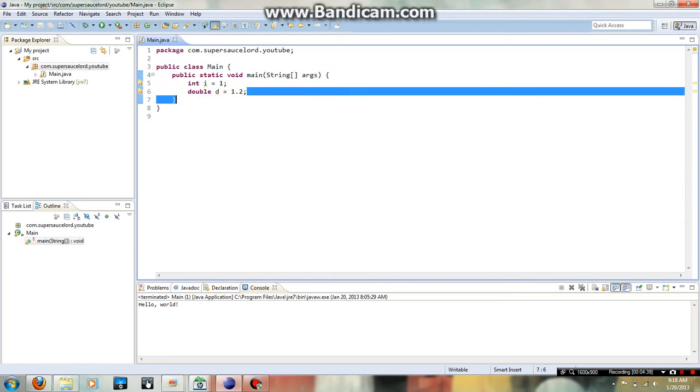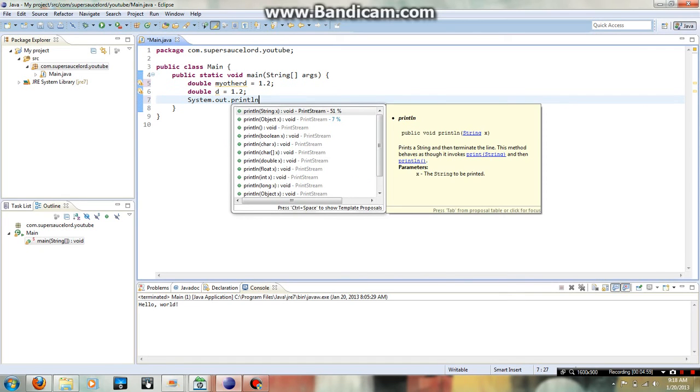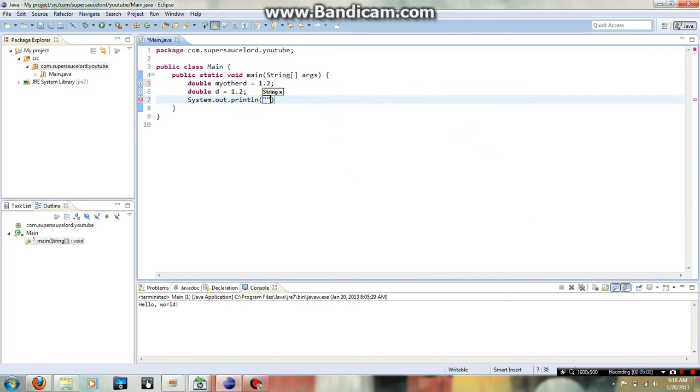Now there's a problem with doubles in Java. If I turn this into a double, my other d, I'll put that equal to 1.2. Well, I'm going to print. And if you remember, it will print out whatever's in here. But what if you want to print out a variable? You can do that too. d. It's going to print out what? 1.2, because d is equal to 1.2.